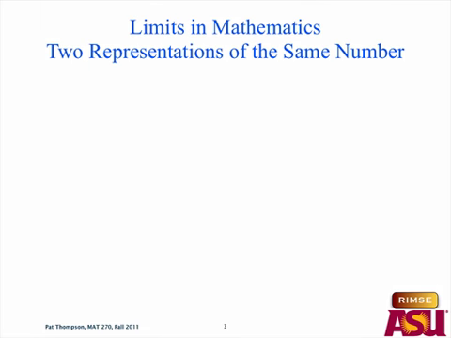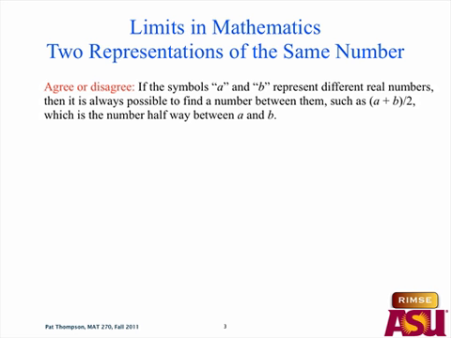All right. So, agree or disagree? If the symbols A and B represent different real numbers, it's always possible to find a number between them, such as A plus B over 2, which is the number halfway between A and B. Would you agree or disagree with that statement? Agreed. What if they're really, really close together? What if even closer than that? You can always find the average of two real numbers, right? And that would be a number between them.